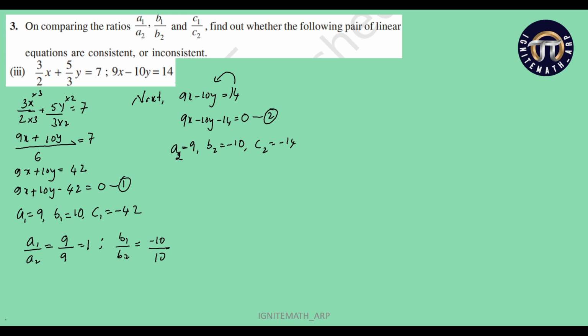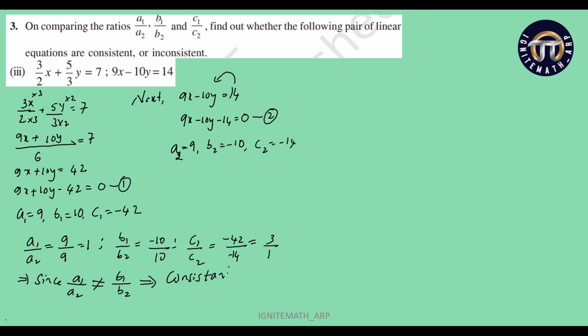Clear, children? Here I get to know that a1 by a2 is not equal to b1 by b2. c1 by c2 I will also find out, otherwise c1 and c2 will feel bad. c1 by c2 is minus 42 by minus 14. The minus will get cancelled over there, and I get 3 by 1. Clear? So since a1 by a2 is not equal to b1 by b2, what kind of equations are these? Are they consistent or inconsistent? They both are consistent equations.